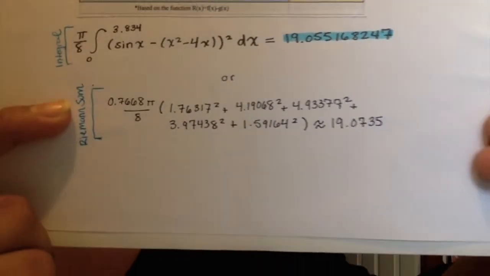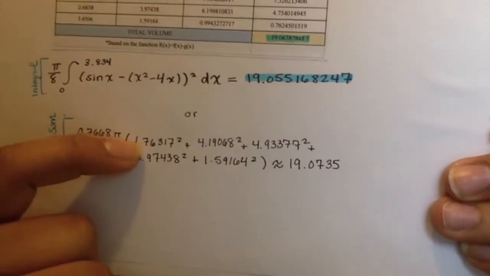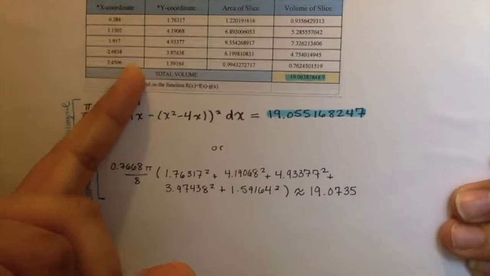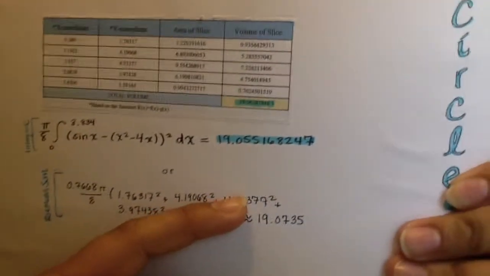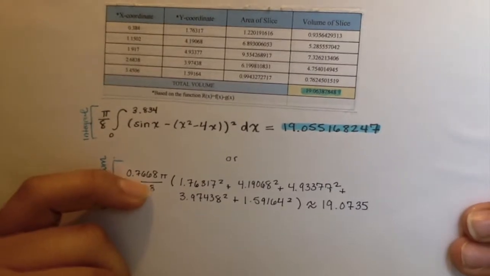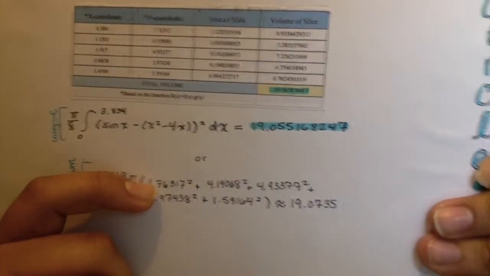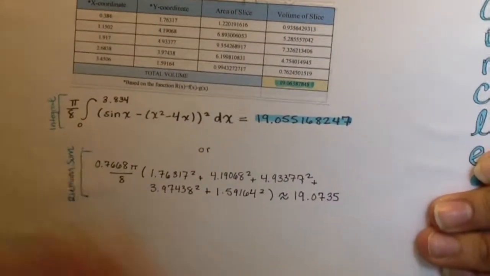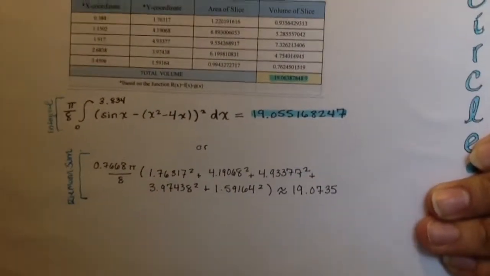Now, in terms of my Riemann sum, I used the midpoint Riemann sum formula. What I did is I took the diameter, or our y coordinates over here, and I squared them, of course, each of them, and then I multiplied them by the width and pi divided by 8, because the formula for volume using diameter is pi divided by 8 times diameter squared.